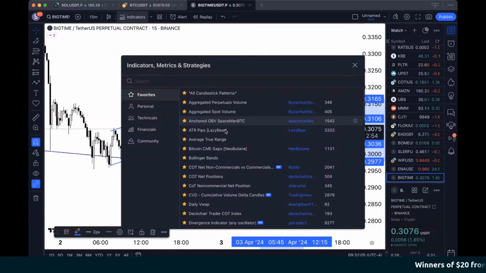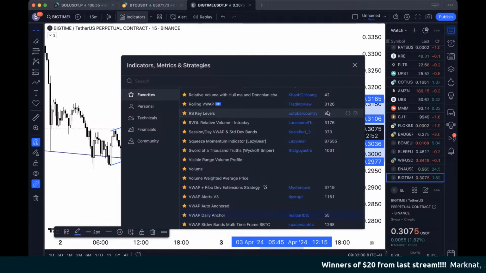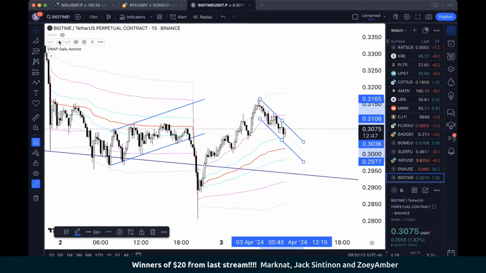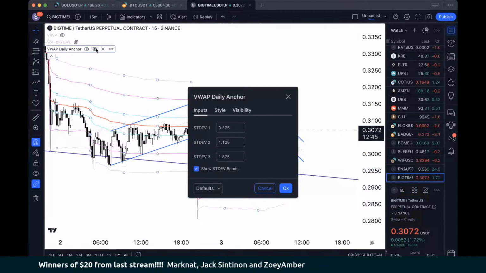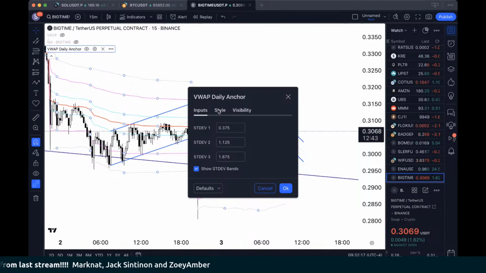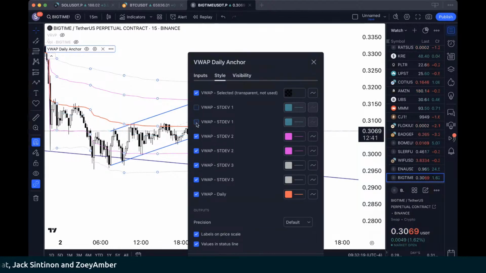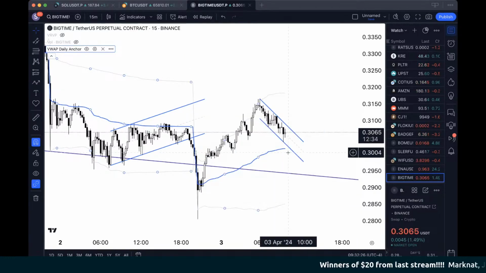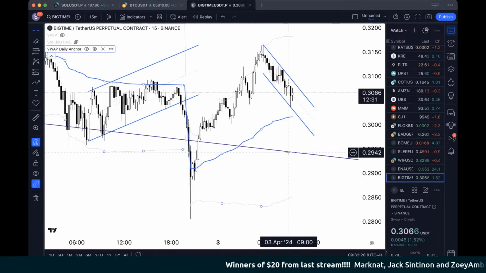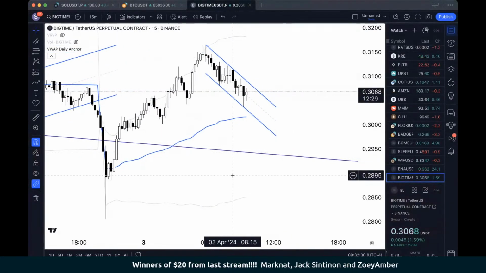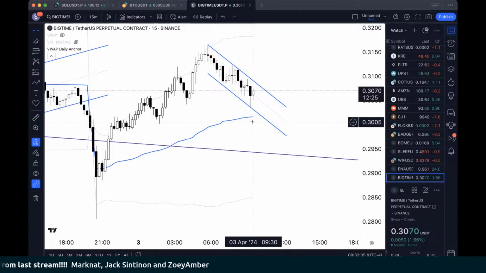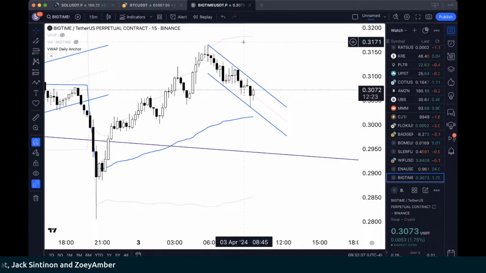Let's see, VWAP daily anchor to this, and then what I do here is take some of these out, change the color. Okay, and so I would be looking for a move down to one of the deviations.